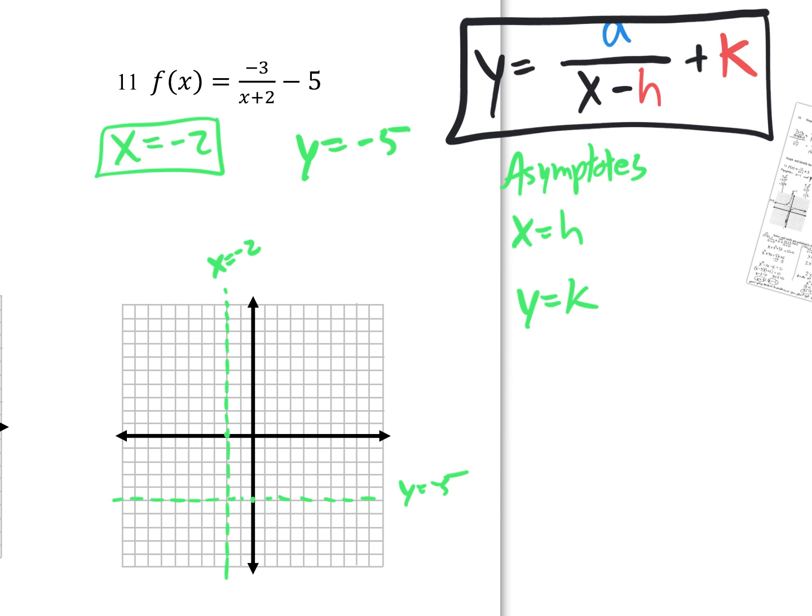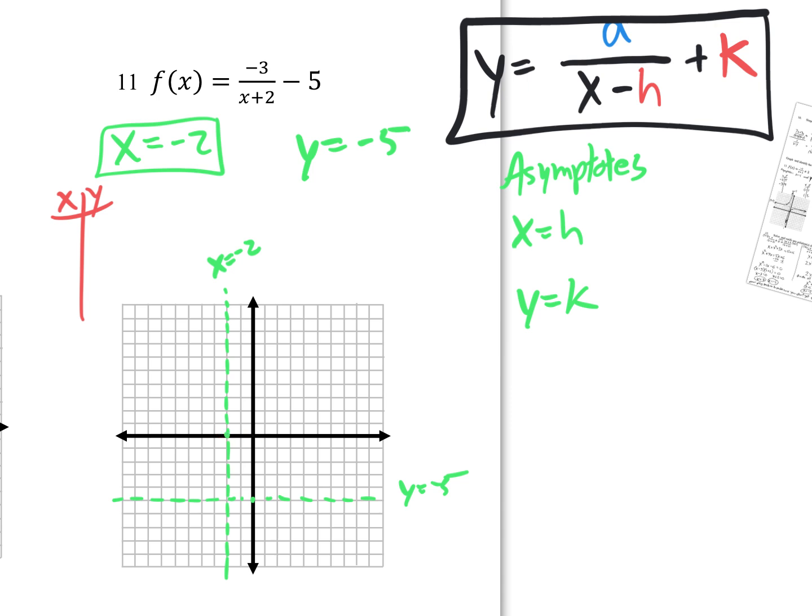But to be more precise, what you should do to get actual coordinates is to make an XY table and plug in some numbers that are on the left side of the vertical asymptote and some numbers that are on the right side of the vertical asymptote. And you can pick any numbers you want. For example, let's do the left side. This is -1, -2. How about -3?